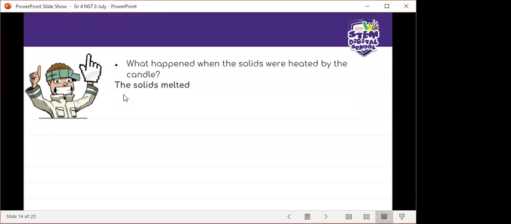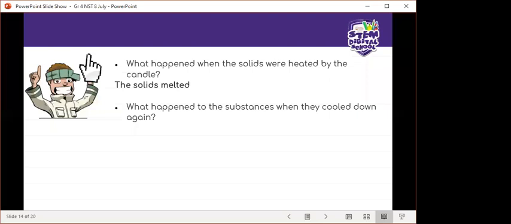So the solids melted, all right? And then what happened to the substances when they cooled down again? Remember, we put them over the candle, and after that, we put them on the side to cool down. What do you think happened to the substances when they cooled down?